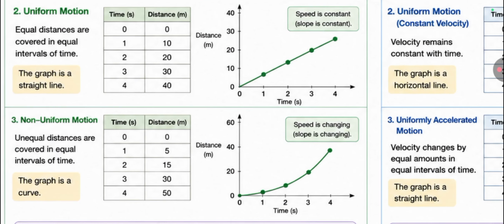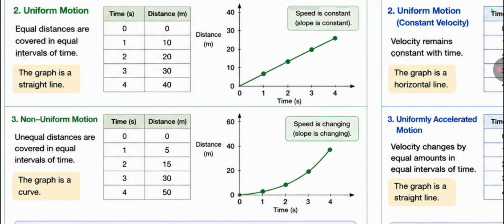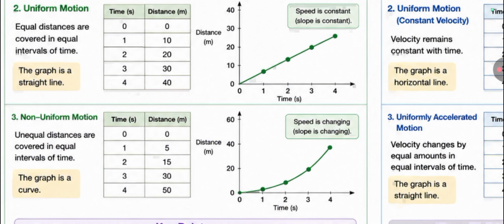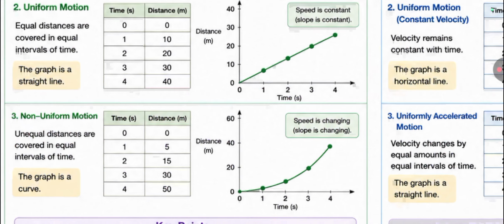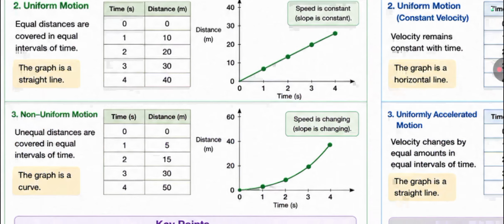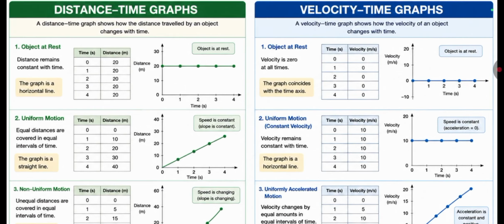In the third graph, non-uniform motion, unequal distances are covered in equal intervals of time. This graph is a curve. As shown here, the time intervals are the same, but the distances are not the same. So the speed is changing every time, and the slope is also changing, so it indicates a curve. These are all three types of distance time graphs.